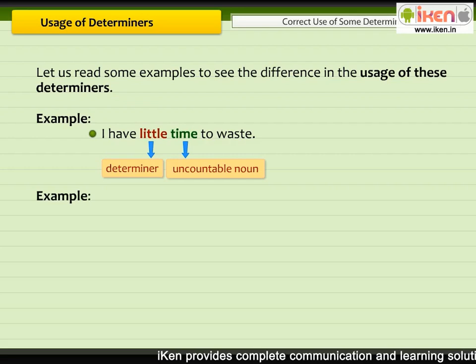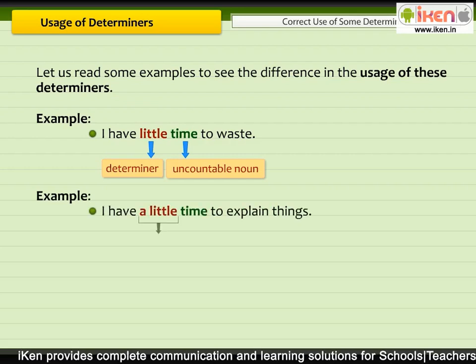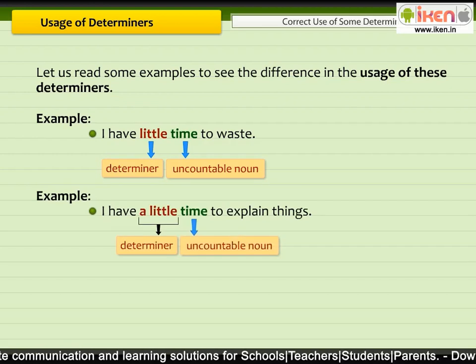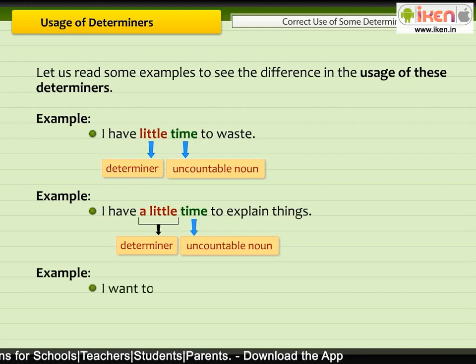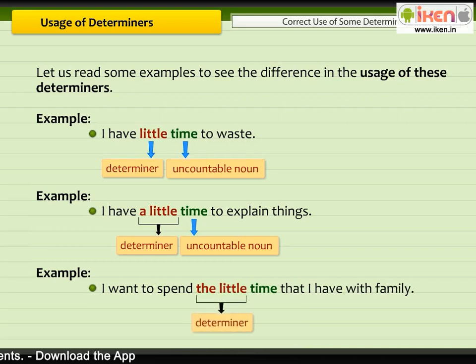Read the next example. I have a little time to explain things. The determiner a little is used with the uncountable noun time. A little time means that I have some time. Read the last example. I want to spend the little time that I have with family. The determiner the little is used with the uncountable noun time. This sentence means that whatever little time I have, I will be spending it with family.